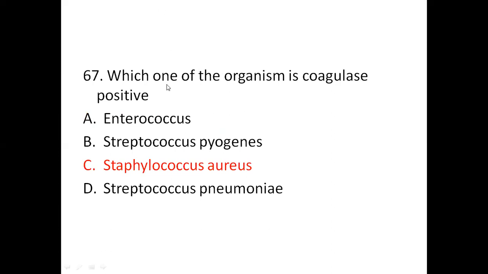Next question. Which one of the organisms is coagulase positive? Option A, Enterococcus. Option B, Streptococcus pyogenes. Option C, Staphylococcus aureus. Option D, Streptococcus pneumoniae. So the right answer is option C, Staphylococcus aureus. So what is the coagulase test? Coagulase is an enzyme which is produced by some bacteria which makes plasma clot.